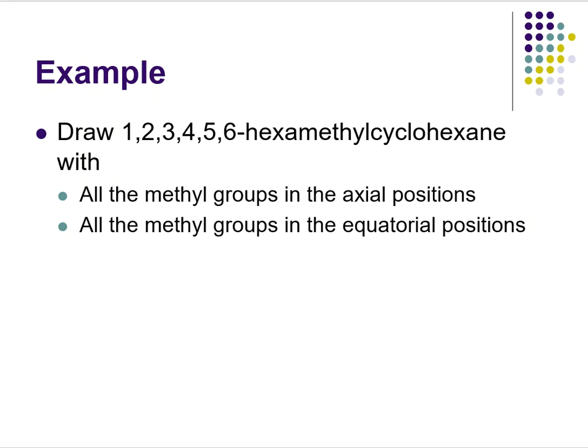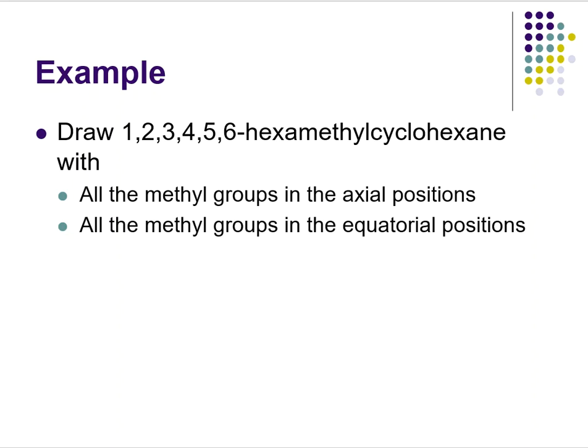So before we go any further, we're going to do this example problem first. It says draw 1, 2, 3, 4, 5, 6 hexamethyl cyclohexane with all the methyl groups in the axials and then all the methyl groups in the equatorials. All right, so we now know at this point that cyclohexane's a little bit strange versus a normal straight chain molecule because it's somewhat locked into position.